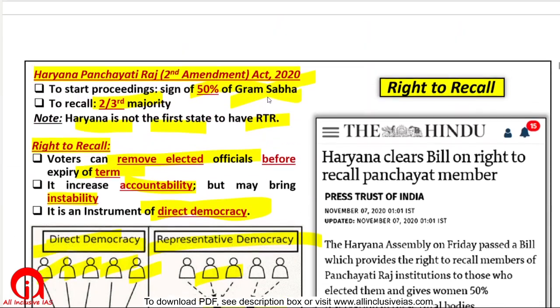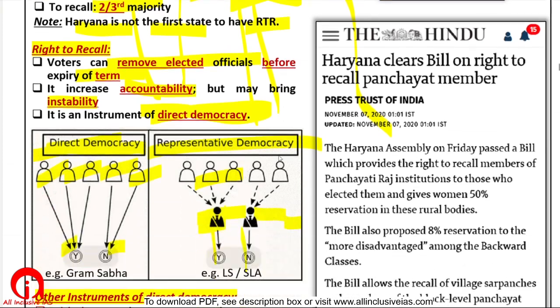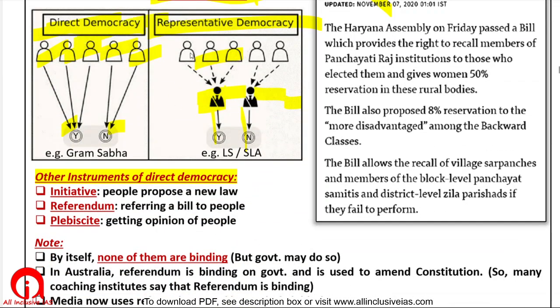So maybe UPSC may not frame a question on right to recall, but UPSC may frame a question on direct and representative democracy. What is the basic difference between the two? India follows representative democracy, but Gram Sabha is a fine example of direct democracy in India. What about panchayats? Panchayats are representative democracy. Panchayats are not direct democracy.